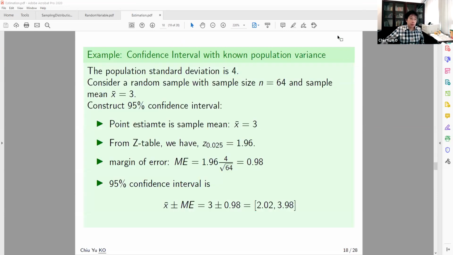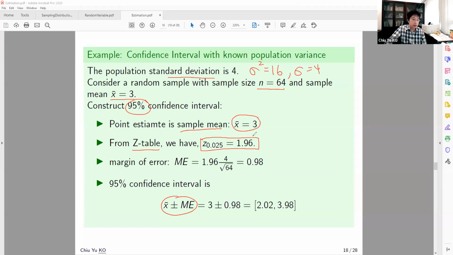But for operation, it is very simple, just the formula. Here we have the population standard deviation. Sigma square is 16, so sigma is 4. n is 64, and the sample mean is 3. We want to construct a 95% confidence interval for the mean. That means the point estimator is 3. We need X bar plus or minus ME, and from the z table, z is 1.96.